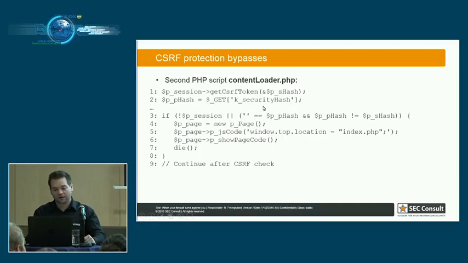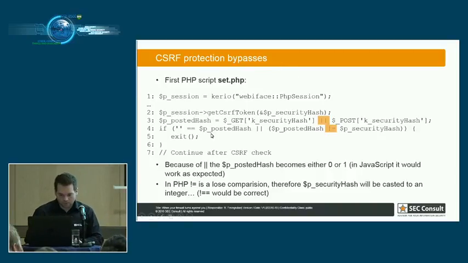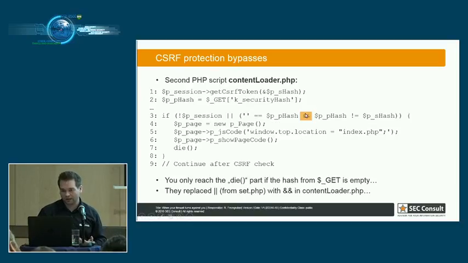And then I have a second script, content loader, which is required for the complete attack. And this second script contains a different cross-site request forgery bypass. So you see here, the condition is the posted hash, the hash which I sent to them, is empty or some condition. And now they change this or to an and. That means I can just come into this failure state if posted hash is empty. That means as soon as I just set the posted hash to any value, I can just bypass their protections.